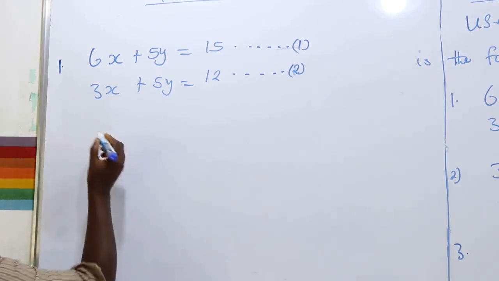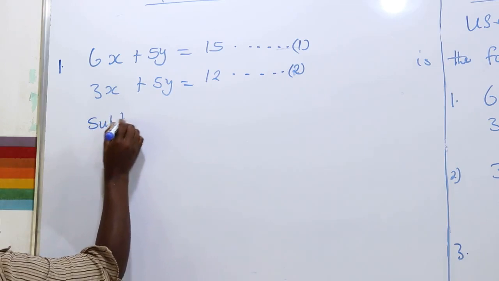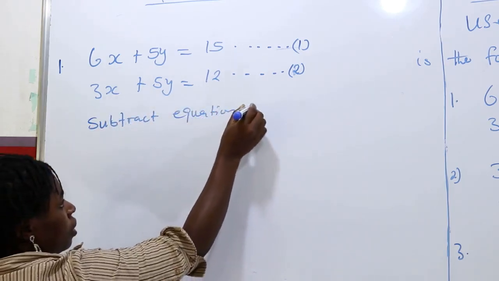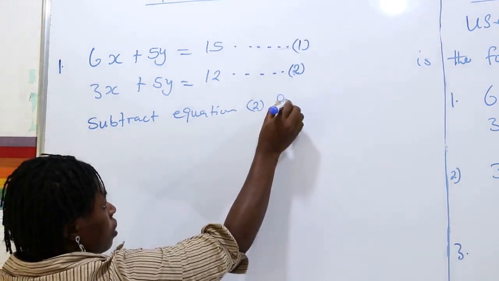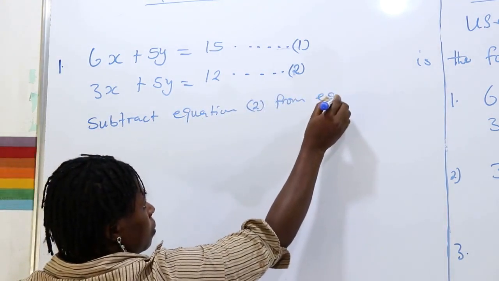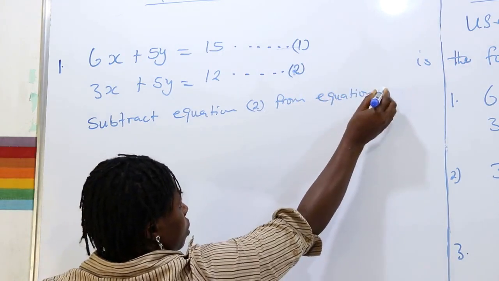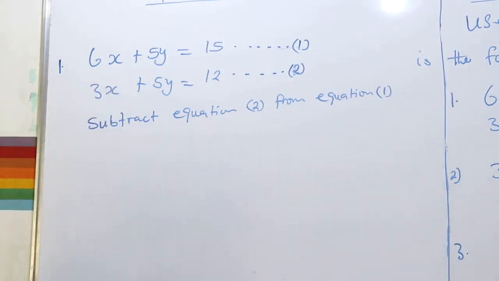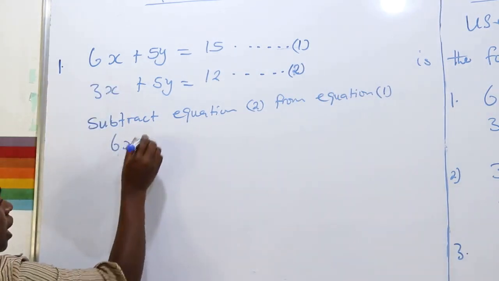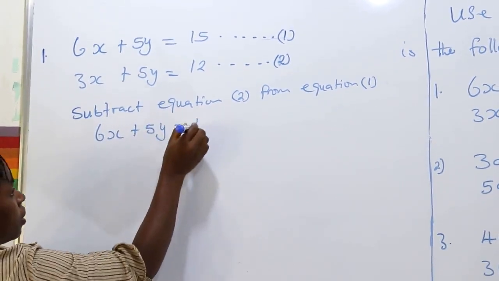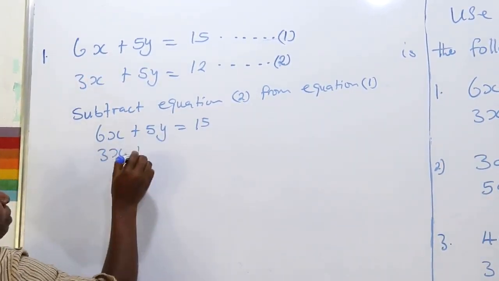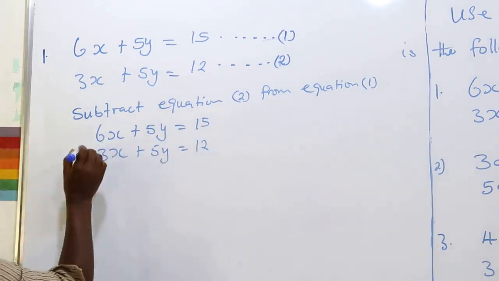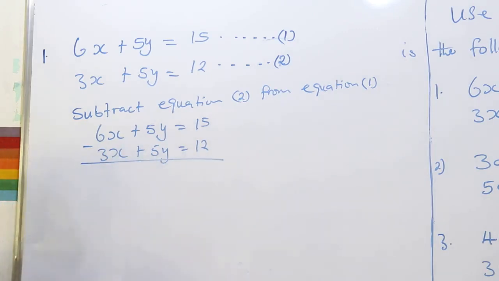So in this case, let's say subtract equation 2 from equation 1. So this is what we have. So we just go straight to subtract. 6x plus 5y is equals to 15. 3x plus 5y is equals to 12. I say subtract equation 2 from 1. So this is what we have.